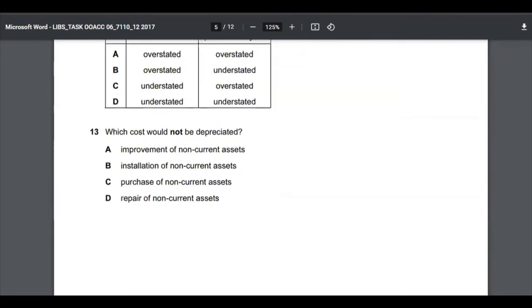Let's look at multiple choice 13. Which cost would not be depreciated, right? Improvements are going to be capitalized and depreciated. Installation is again going to be capitalized and depreciated. Purchase of non-current assets, of course, is going to be depreciated. Repair is something called revenue expenditure, right? So the correct answer to multiple choice 13 is option D.